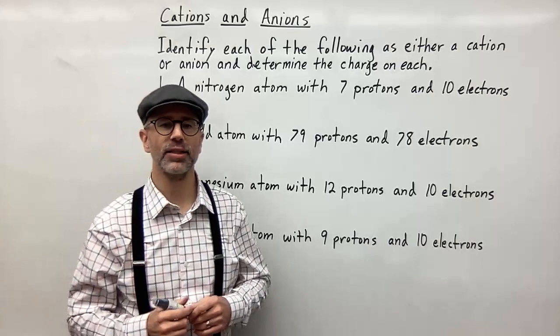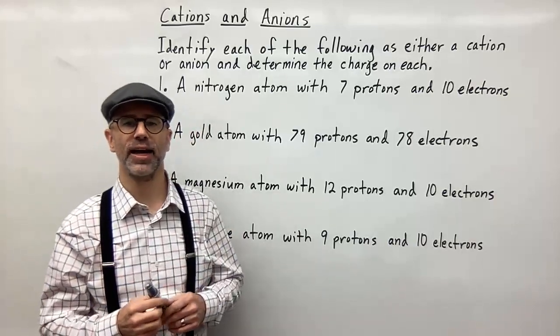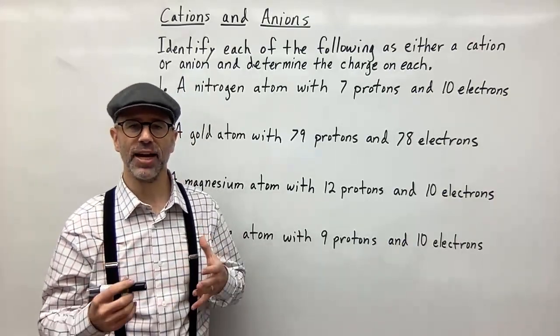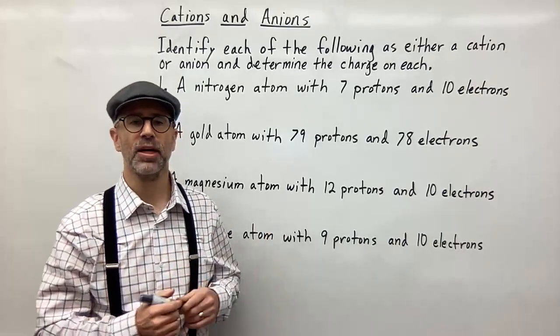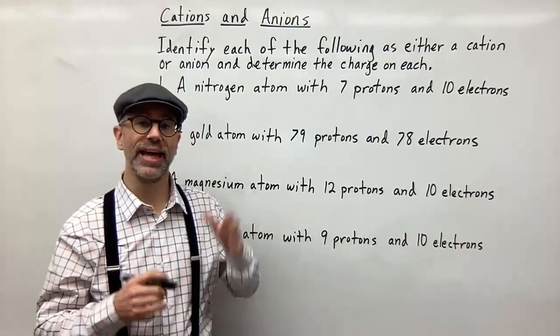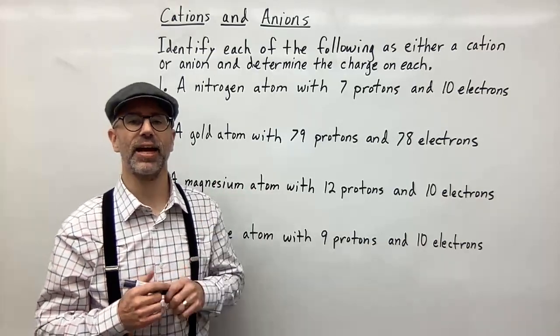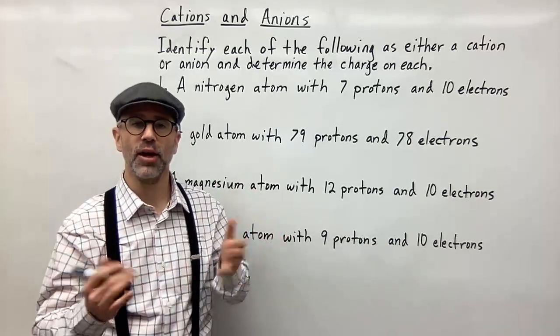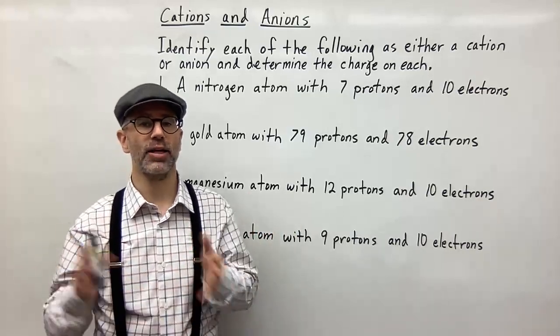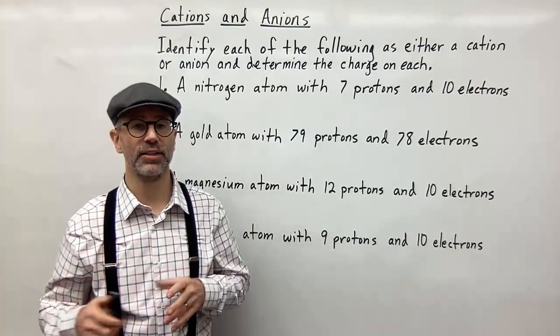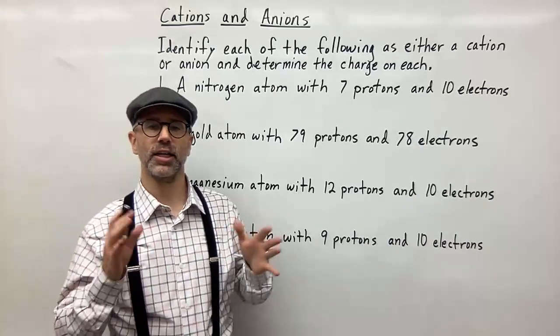First of all, off the bat, let's review what a cation and an anion is. A cation is a positively charged ion. You can remember that with the cat. The T in cation looks like a positive sign. So cations are positive ions, and anions are the negative ions. So that's the first thing to keep in mind.